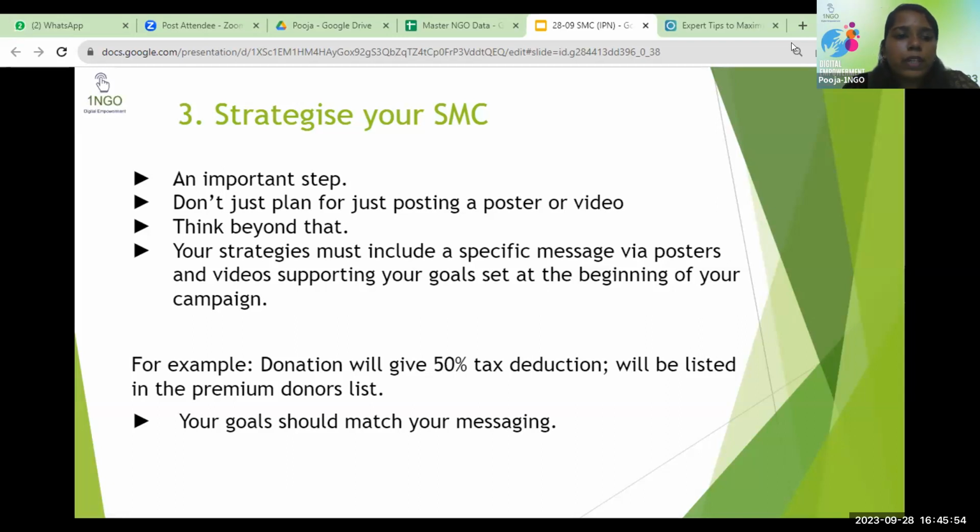And you should also keep in mind, if you're posting about anything, for example, if an audience is seeing a post that says please donate for a child and help them with their education, you can also list that these donations will have 50% tax exemption. You can also come into our premium donor list by donating here. So the goals of your social media campaign should match your messaging as well. That's how you keep the audience engaged.